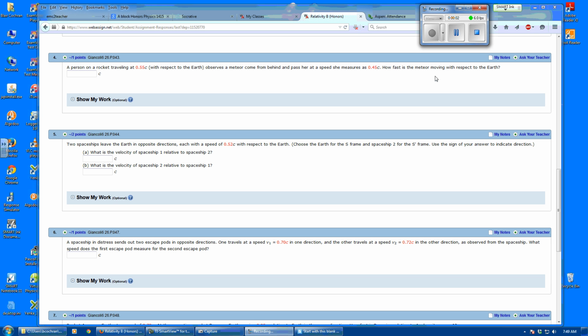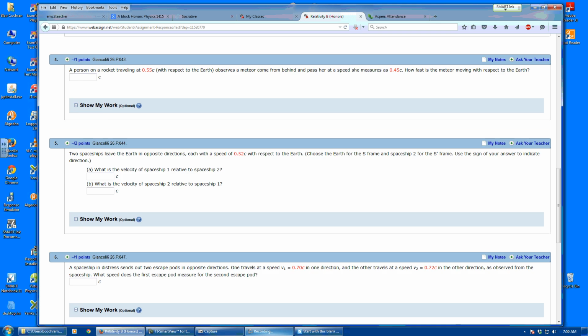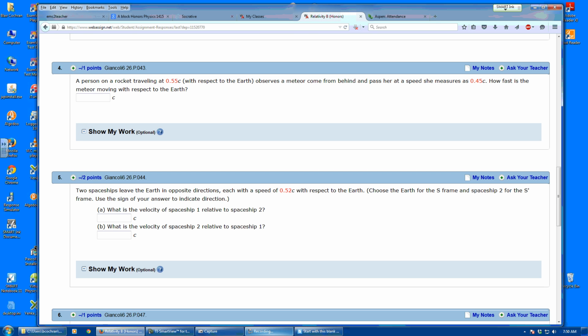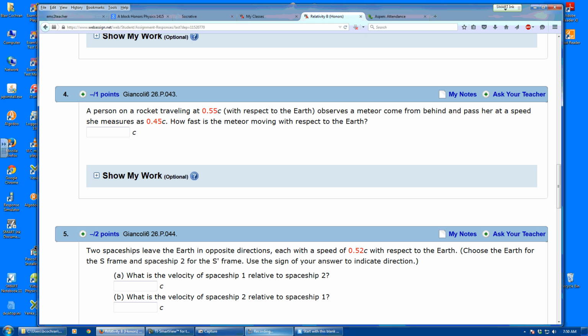All right, so we're going to start with number 4 here. So I should make this a little bit bigger. All right, so we've got this person on a rocket traveling at this speed with respect to the Earth. And then they see a meteor come from behind and pass her at this speed, as she measures it. How fast is the meteor moving with respect to the Earth?